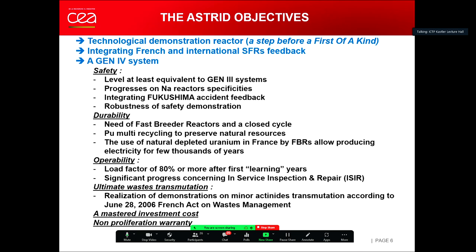Operability, load factor of 80% or more after first learning years. We accept to say that during the first years, we need some time to consolidate and to reach reliable strategies. Ultimate waste transmutation, of course, and master investment cost, so it's not maybe so obvious. We know that for many projects, the cost at the end is not the cost anticipated at the beginning. Non-proliferation warranty, of course. Okay.